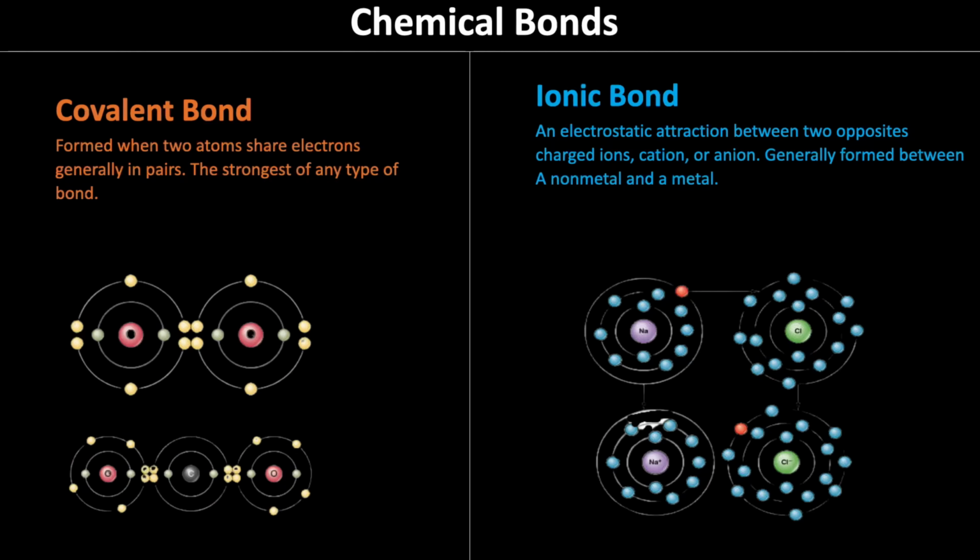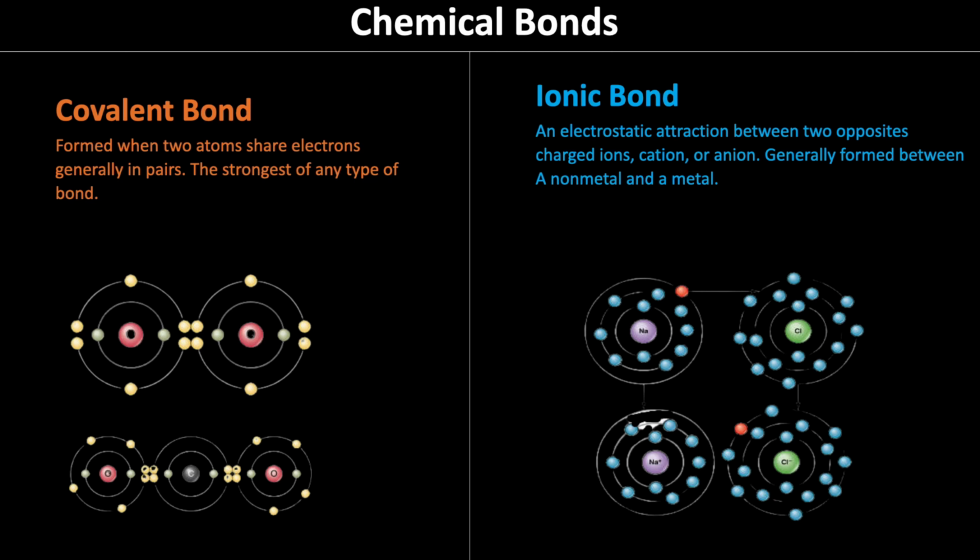There are two types of chemical bonds that you want to be familiar with for your exam: covalent bond and ionic bond. Covalent bond is the strongest type of bond. These are formed when two atoms share electrons, and they generally are shared in pairs. If you look at the picture there, we have four yellow illustrated electrons. These are sharing pairs, as you see. Now, an ionic bond is an electrostatic attraction between two opposite charges, ions, whether that's a positive charge or a negative charge. Generally, these are formed between a nonmetal and a metal.